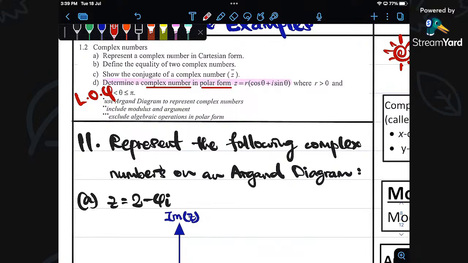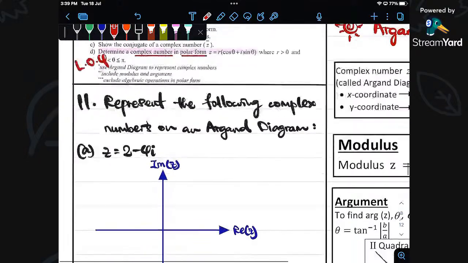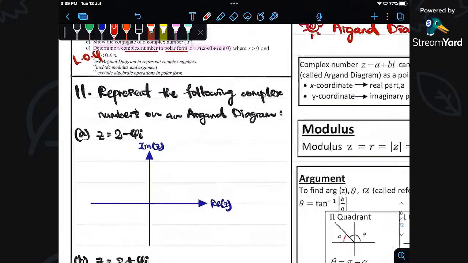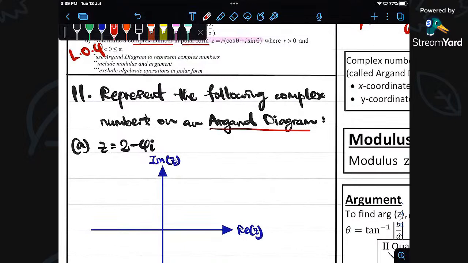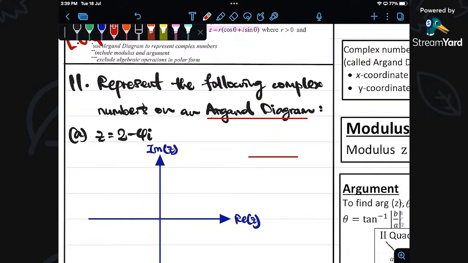So, don't be afraid of it. We will begin with Argand diagram, okay? I know some of you are hearing the word Argand diagram for the first time. So, Argand diagram is just like the X axis and the Y axis.